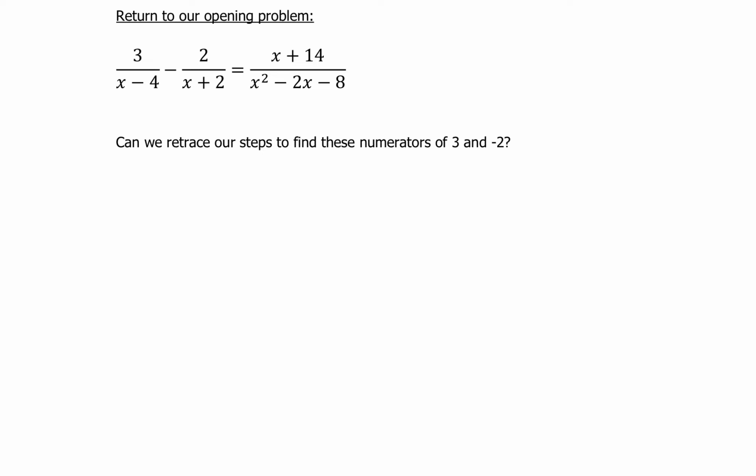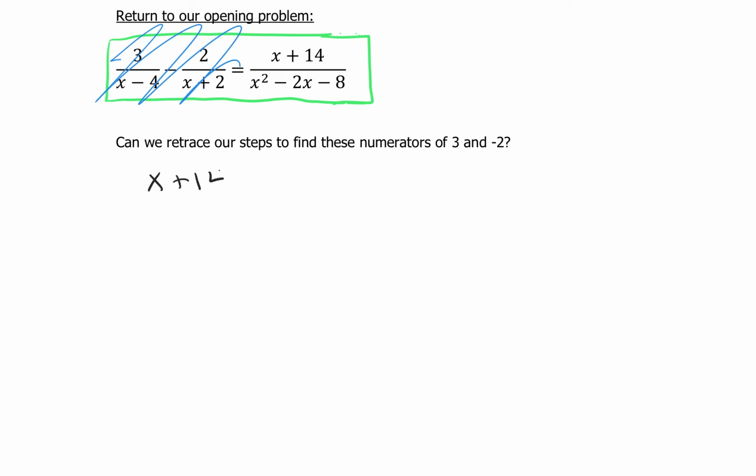So if we look at the very first question that I had asked you to subtract. So back in the beginning, we did either, we can think of it as adding the negative 2 or subtracting our 2 here. And we knew that this resulting difference was x plus 14 over our quadratic. So what I want us to do is think about, what if we didn't know this, right? What if we didn't know that we had a 3 over x minus 4 and a negative 2 over x plus 2 that we were adding together? What if all we had was our x plus 14 over x squared minus 2x minus 8.